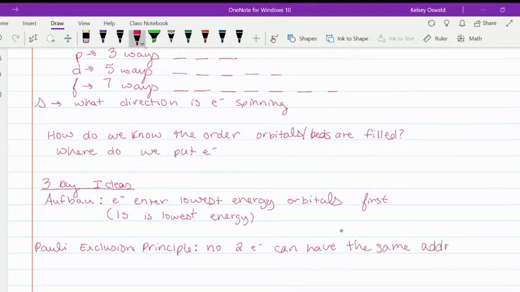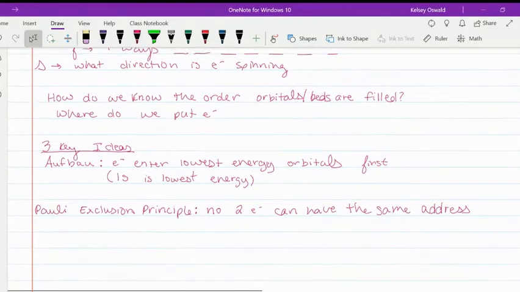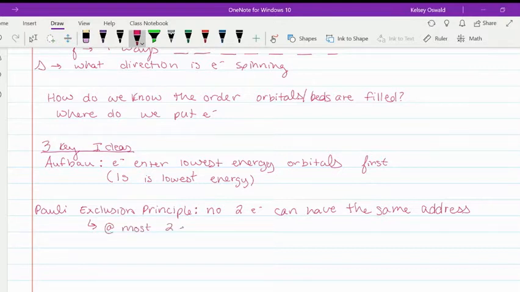So what that means is each individual electron in your atom is going to have its own set of quantum numbers. This means we can only have, at most, 2 electrons per orbital, or 2 electrons per bed. And that makes sense, right? Because if you were sleeping, you wouldn't want more than one other person in there.